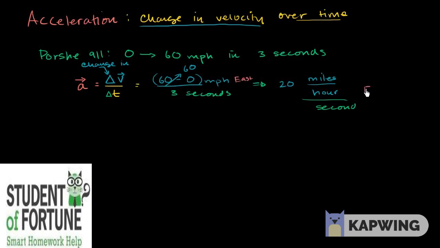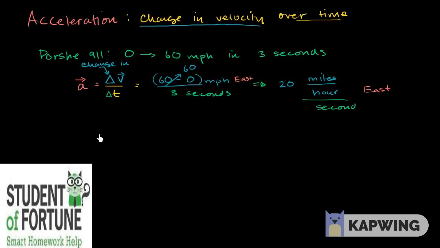And then this is east right over here, just so that we make sure that we're dealing with vectors. You're giving it a direction, due east. So every second, it can increase in velocity by 20 miles per hour. So hopefully, with the way I'm saying it, it makes a little bit of sense. 20 miles per hour per second. That's exactly what this is talking about.